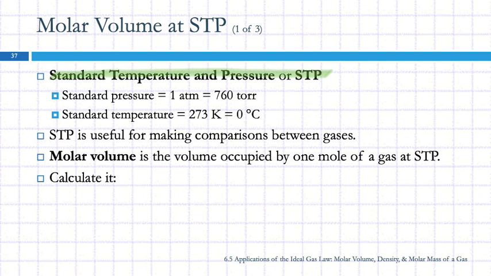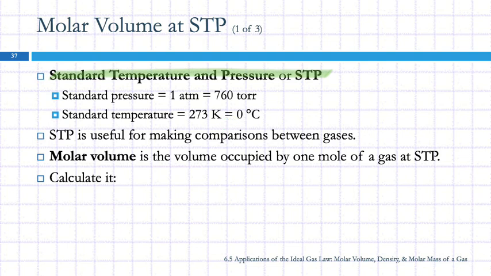And so standard pressure is 1 atmosphere of pressure. It's like normal pressure. So 1 atmosphere, which is the same as 760 torr or 760 millimeters of mercury. Standard temperature is 0 degrees Celsius or 273 Kelvin.